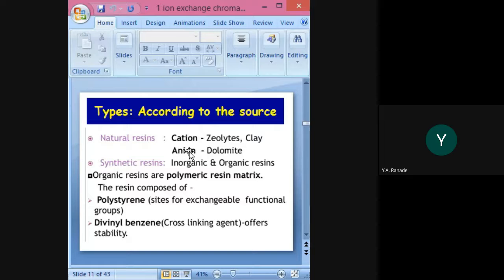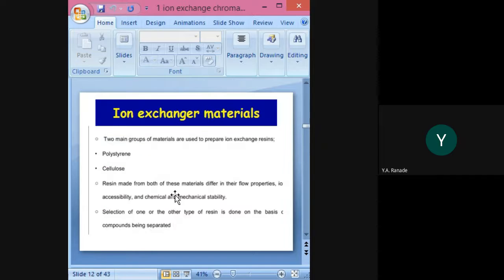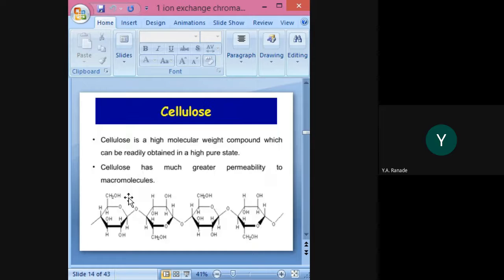Depending upon the source, that means the column packing material, it is a type of column chromatography. Depending upon the column packing material being considered, if it is obtained from nature, then that is a natural resin, and it can be a synthetic resin as well, that is the polymeric resin matrix which is mostly used. Examples are polystyrene or divinyl benzene. If you consider natural, then cellulose is the material of choice. You can consider this the composition of cellulose.